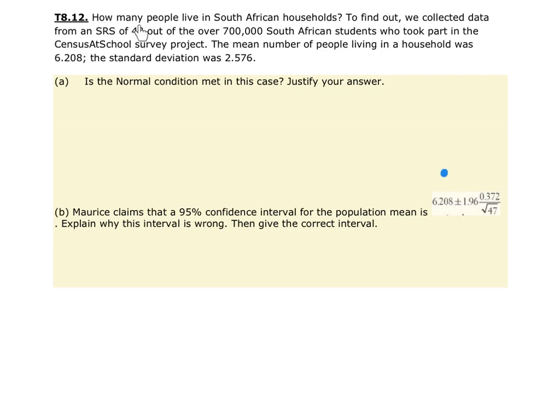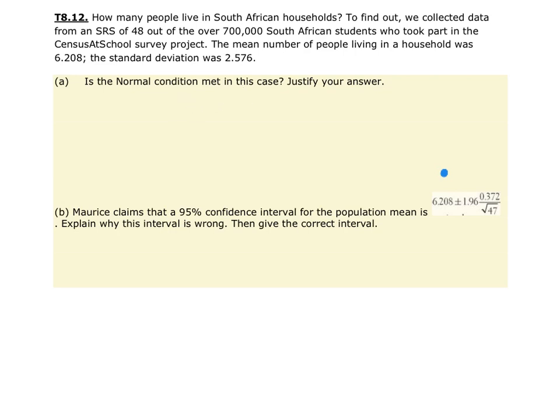Number 12, how many people live in South Africa households? To find out, we collected data from an SRS of 48 out of over 70,000 South African students who took part in the Census at School survey project. The mean number of people living in a household was 6.208 and its standard deviation 2.576. Is the normal condition met in this case?